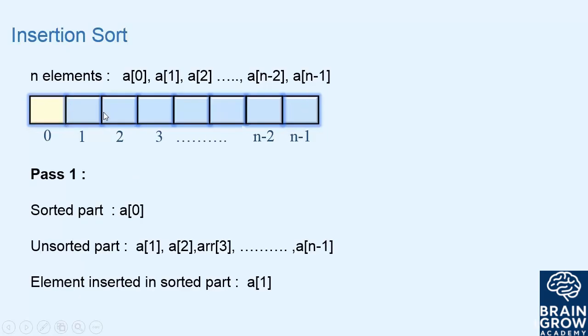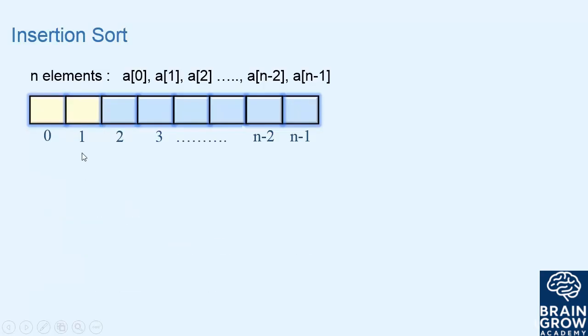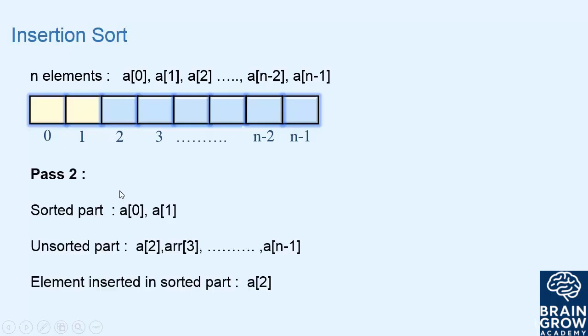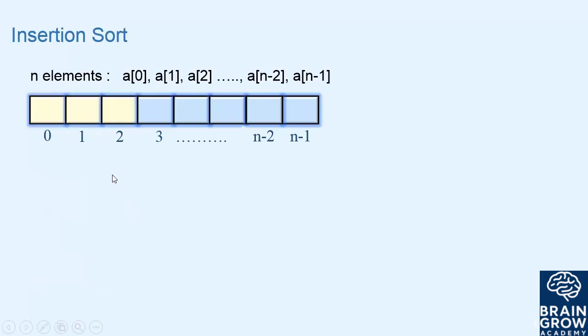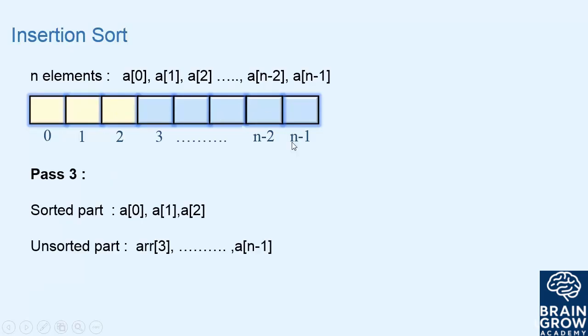And the first element of the unsorted part is this A1 and it is placed at its proper position in the sorted part. So the result of pass 1 is that this becomes the sorted part and this becomes the unsorted part. Now in pass 2, the first element from this unsorted part is inserted in this sorted part at its proper position. In pass 3, this is the sorted part and this is the unsorted part, and the first element is A3 and it is placed at its proper position in this sorted part.